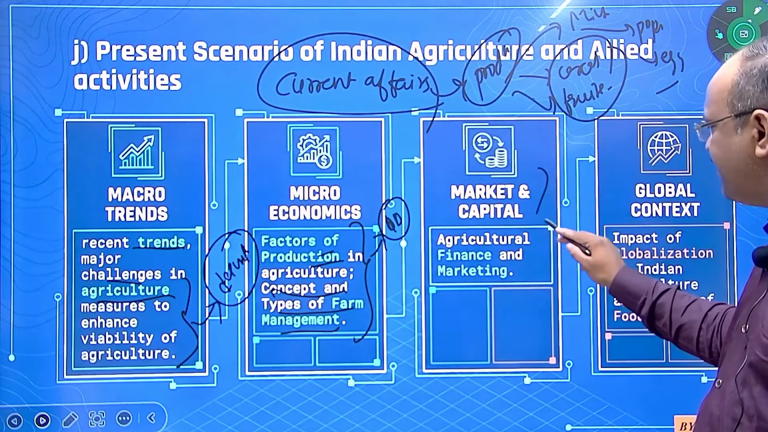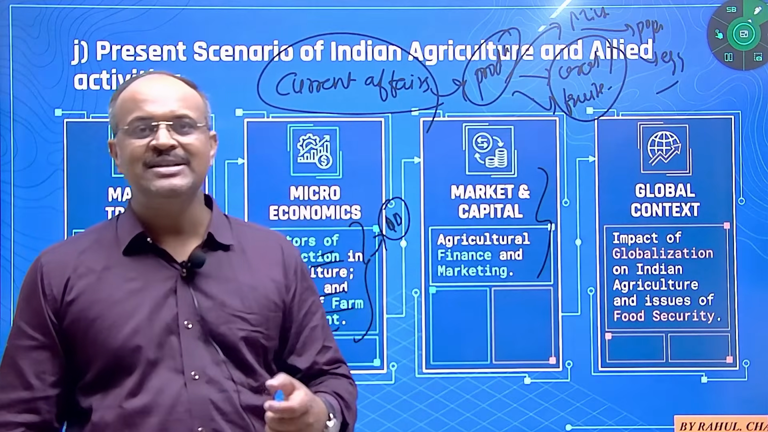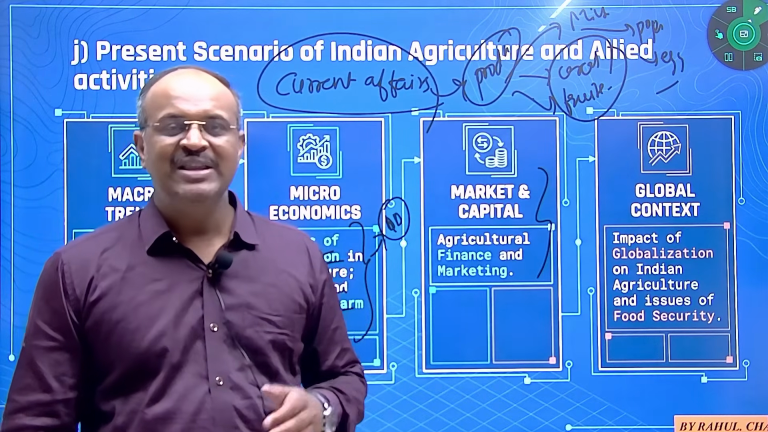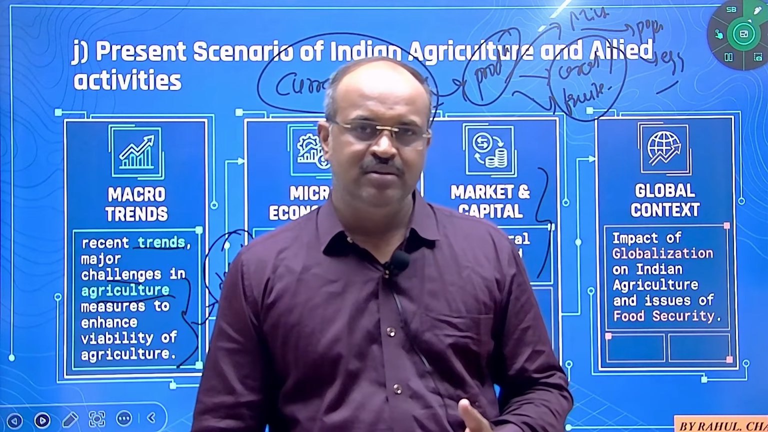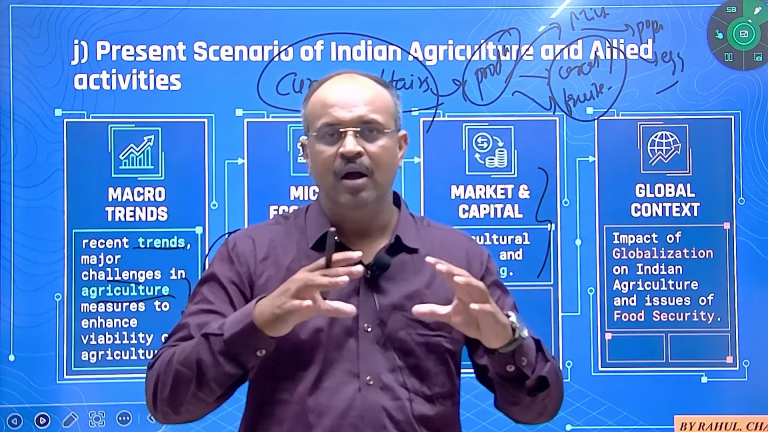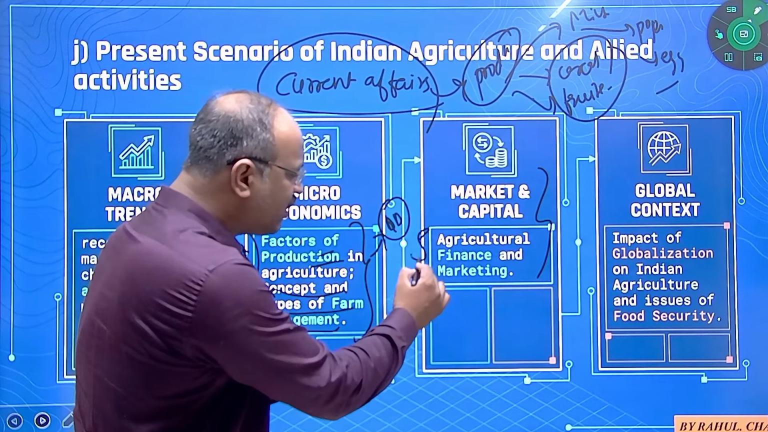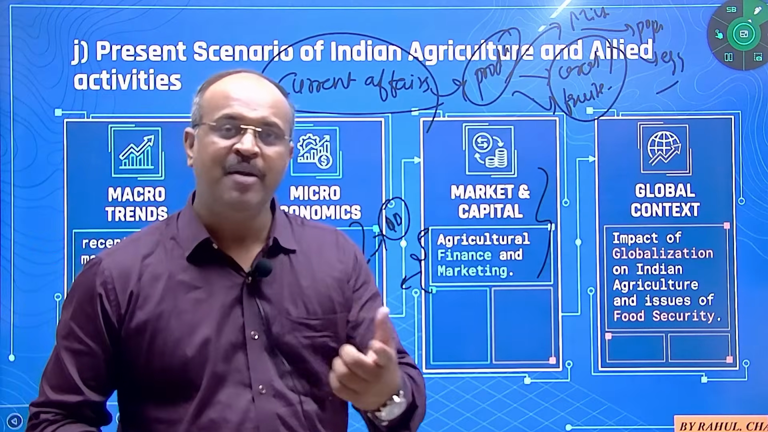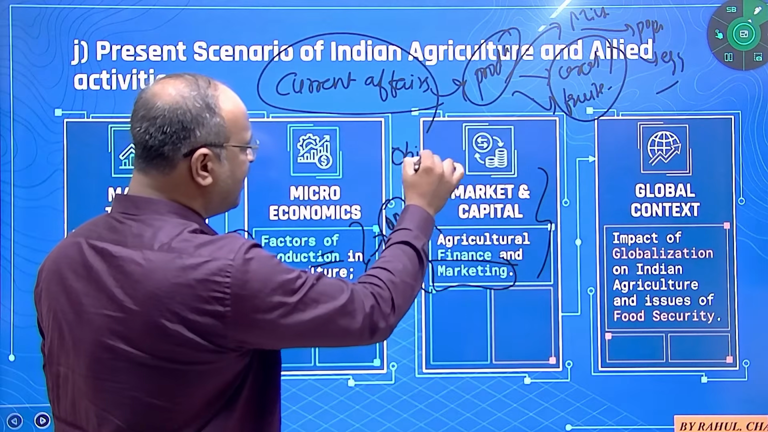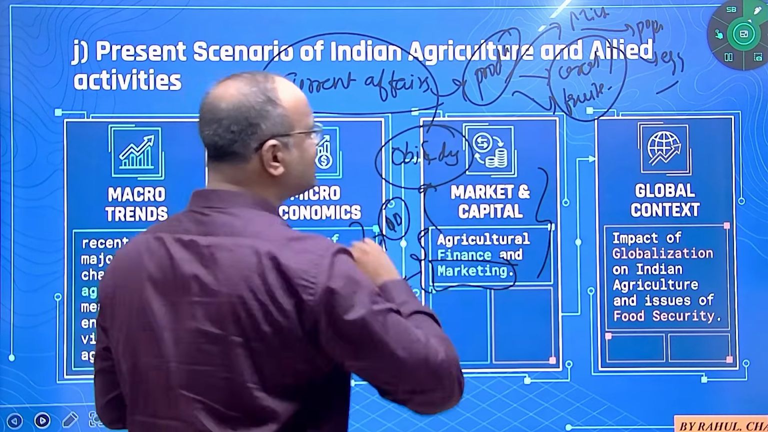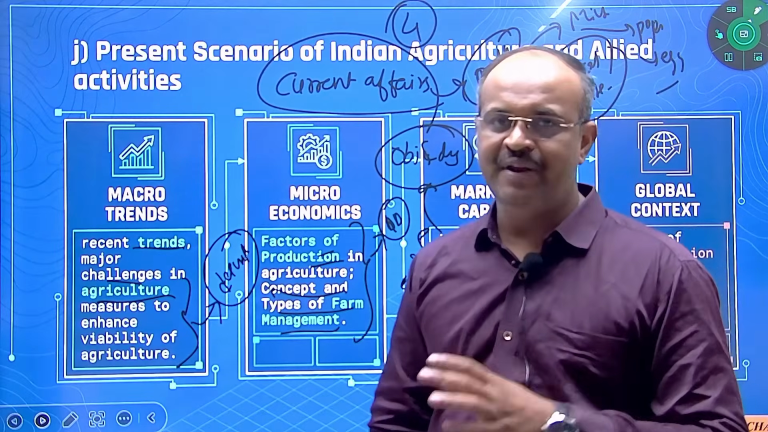See, market and capital, agriculture finance and marketing, that is a very important topic. Because NABARD asked a few years back why the non-institutional source of finance is reducing among the farmers. So you need an overall understanding of what exactly is going on right now in agriculture finance, or basically marketing. This is important from the objective and descriptive point of view. So I will say this is the fourth most important topic we need to focus on.